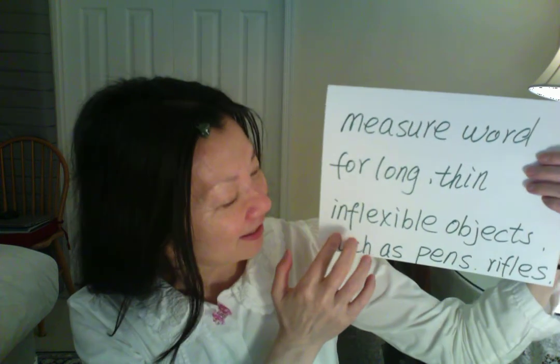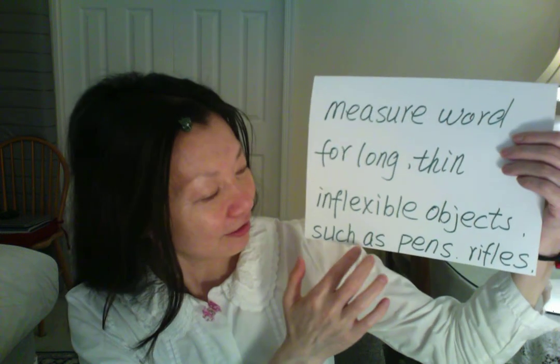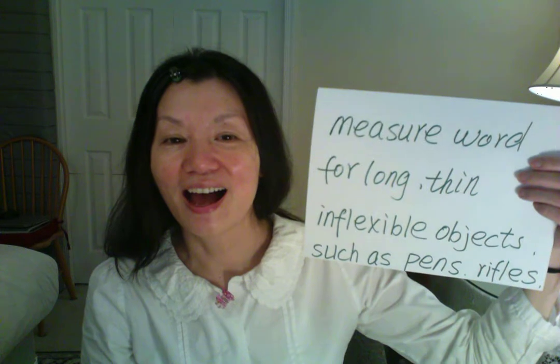Let's look here. What is it? Measure word for long, inflexible objects such as pens. Okay. So in Chinese, here is another measure word. Chinese has a lot of measure words, right? 支. One more time, 支. Check the pinyin here, right? 支, measure word. Okay.